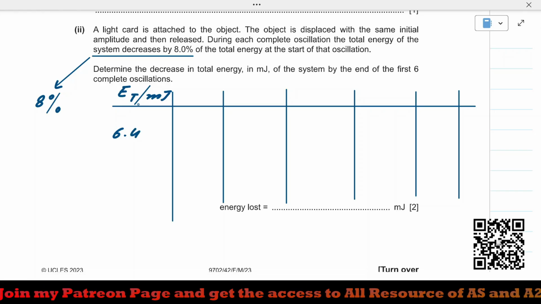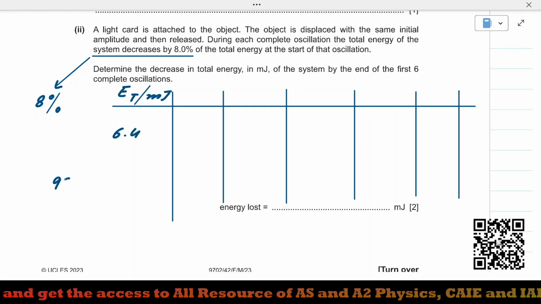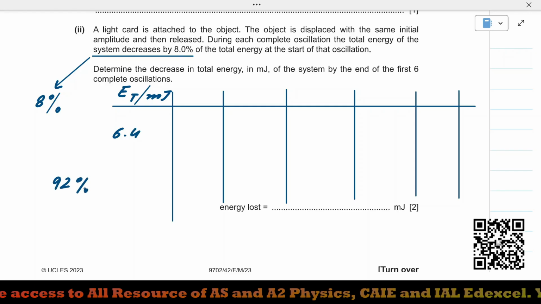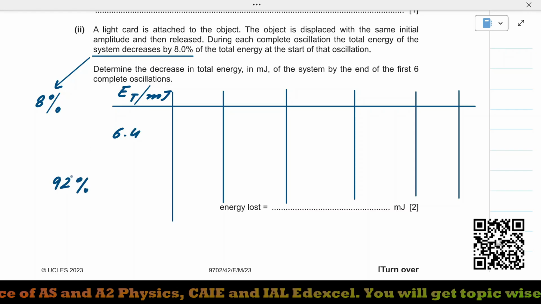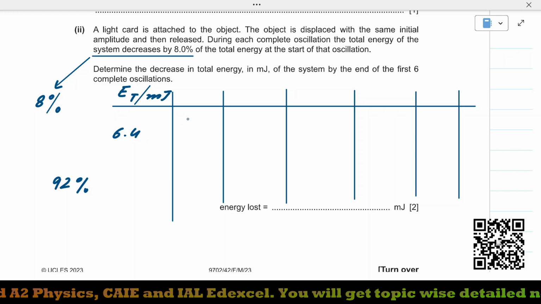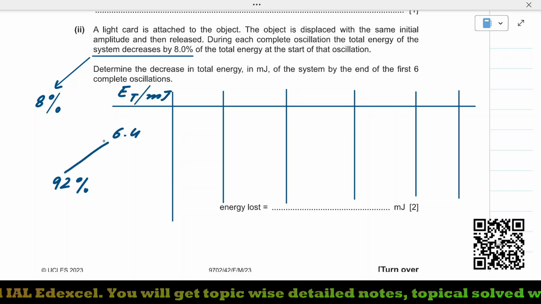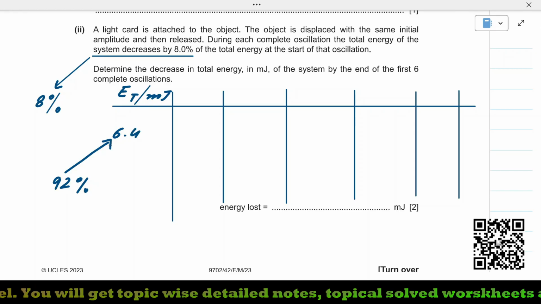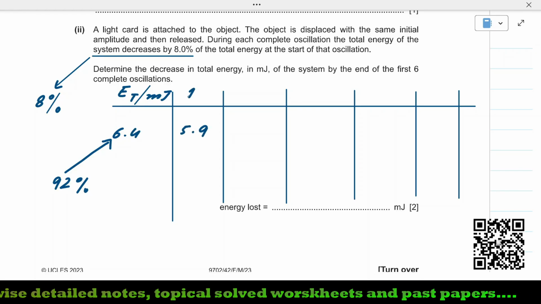If it is decreased by 8%, can I say the leftover is 92%? If I don't want to subtract, can I say the leftover will be 92%? So now what is 92% of this number? Do it on the calculator. Okay, so 5.9 after the first cycle.